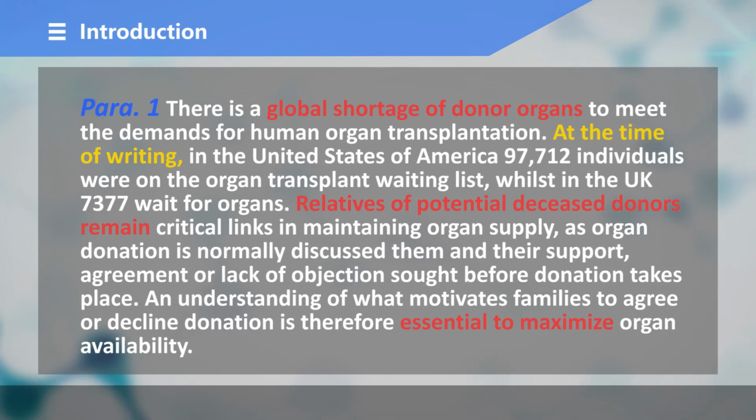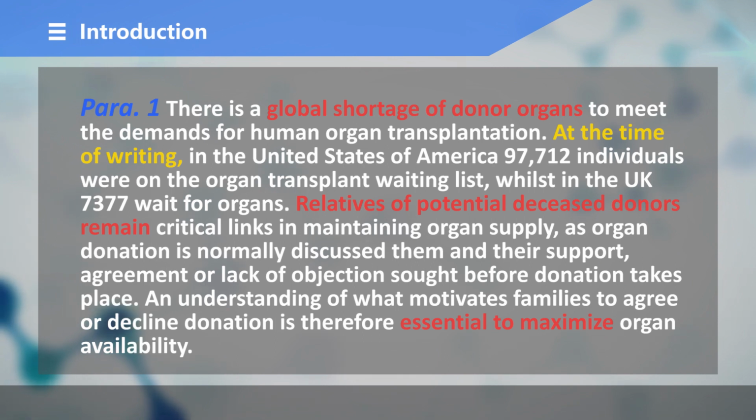In the first sentence, "there is a global shortage of donor organs to meet..." It actually presents the significance of the topic. Then, in the second sentence, "at the time of writing" implies the current situation of the topic.